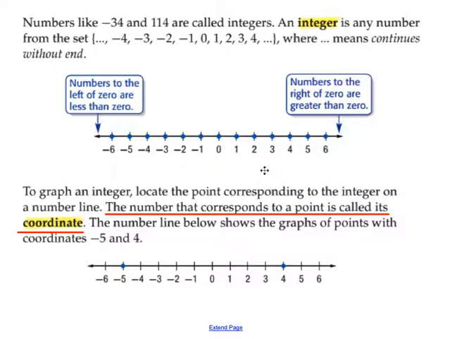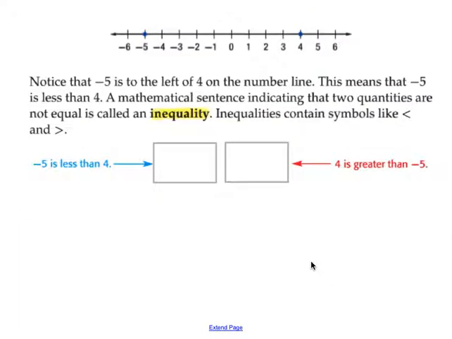When we want to graph an integer, all we do is we find the point on the number line that corresponds to the integer, and that point is called its coordinate. We give that a special name. So if you see directions that say find the coordinate, that means find the number that corresponds to that. So on this number line at the bottom, we have graphed the coordinate -5 and the coordinate +4. -5 is to the left of 4 on the number line.